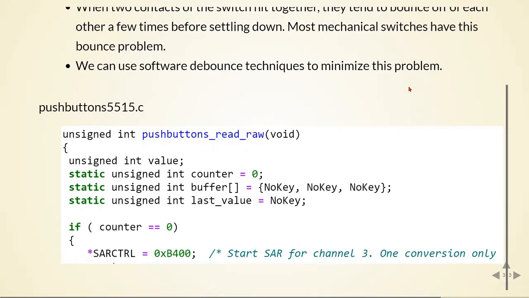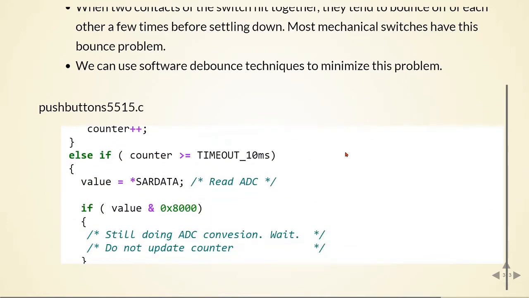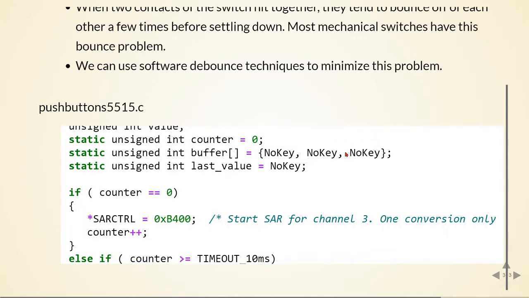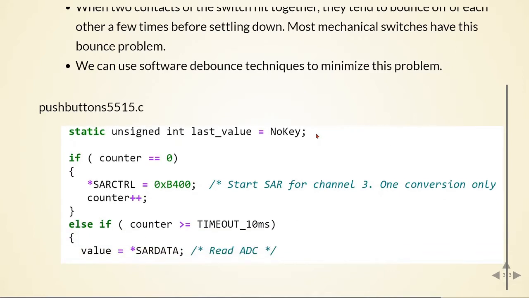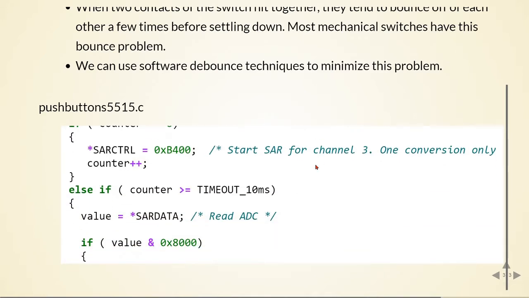It's in this file. We have some values for switch 1, switch 2, both switches, and no key, defined based on the voltage levels I explained before. Then we have a counter. The timeout is 10 milliseconds, so we give 10 milliseconds for debouncing. We read values and put them in a buffer, and we compare the values between buffers. If the values don't change, we can say that the value is stable, and we can use it.